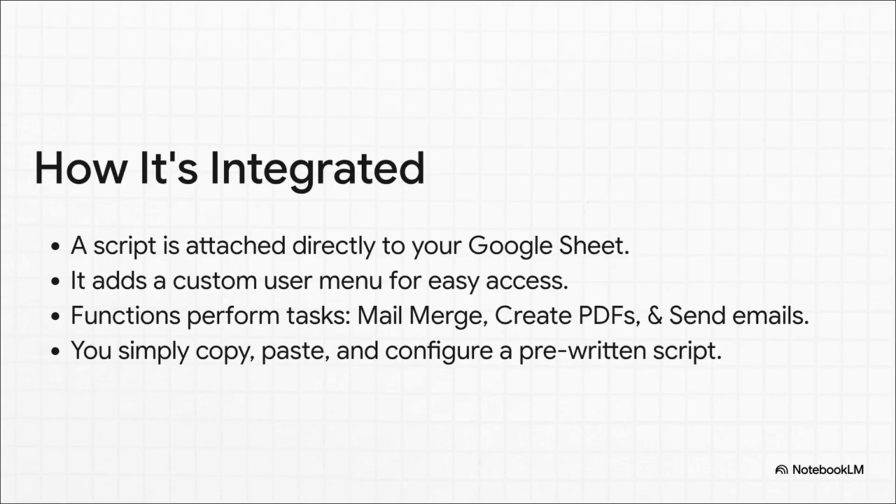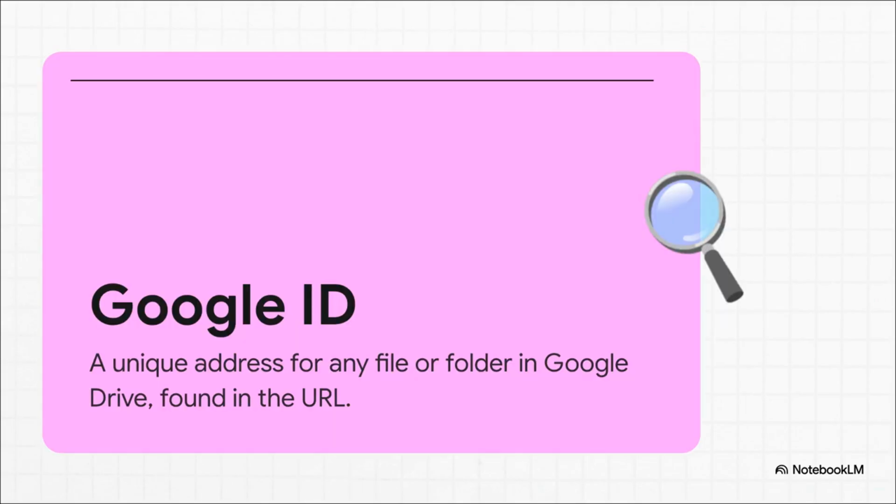It even adds this handy little custom menu right at the top of your spreadsheet so you can run all your automations with a single click. So for the script to work, it needs to know exactly which files and folders to use. And the way we tell it is by using something called a Google ID. It's just that unique jumble of letters and numbers you see in the URL of any file or folder in your Google Drive. Think of it like a street address for your files.